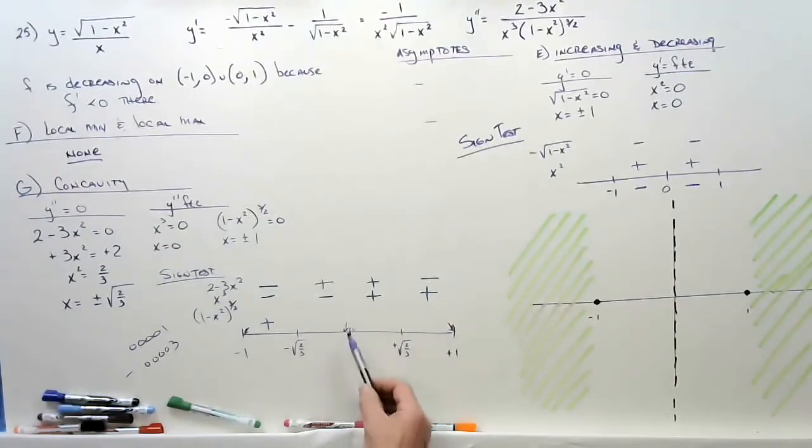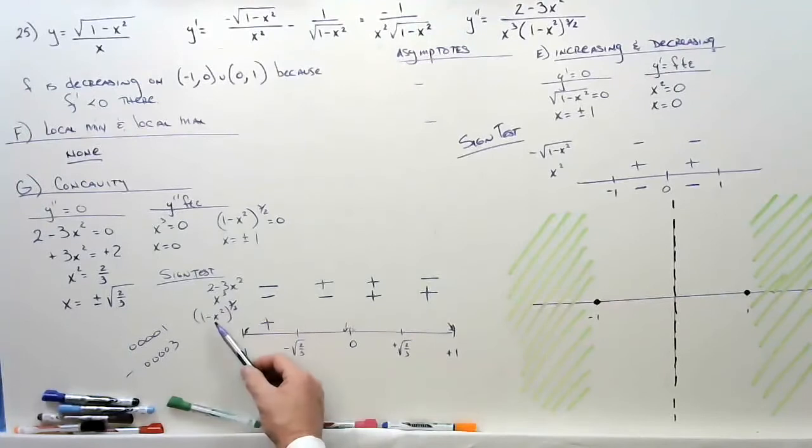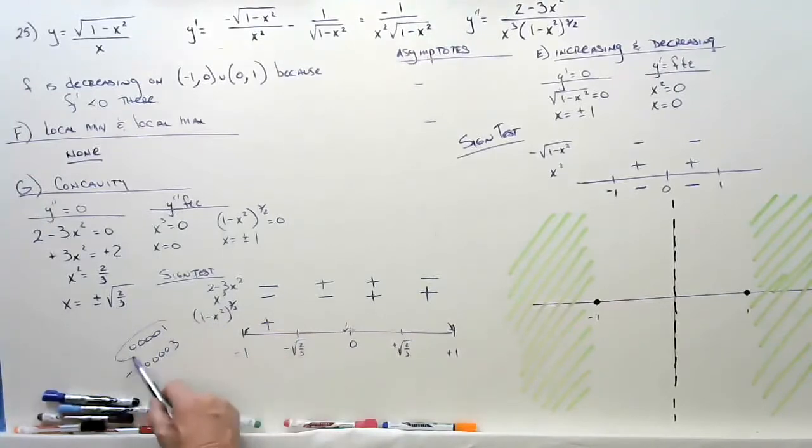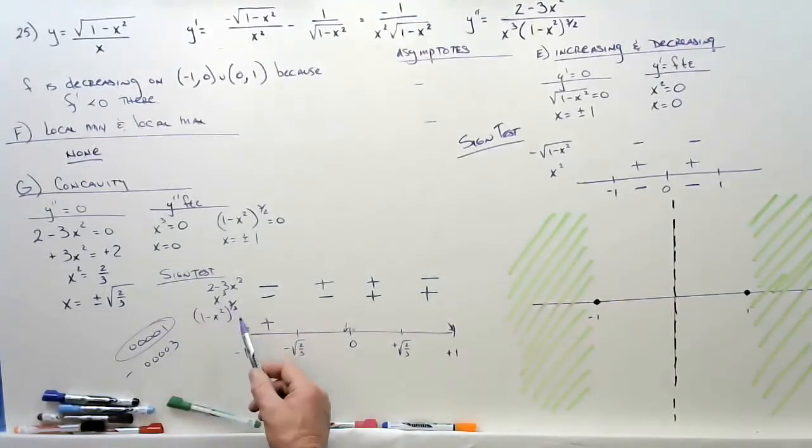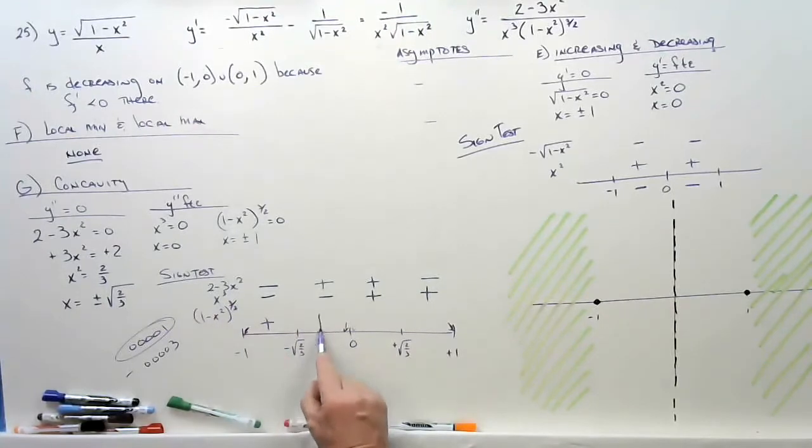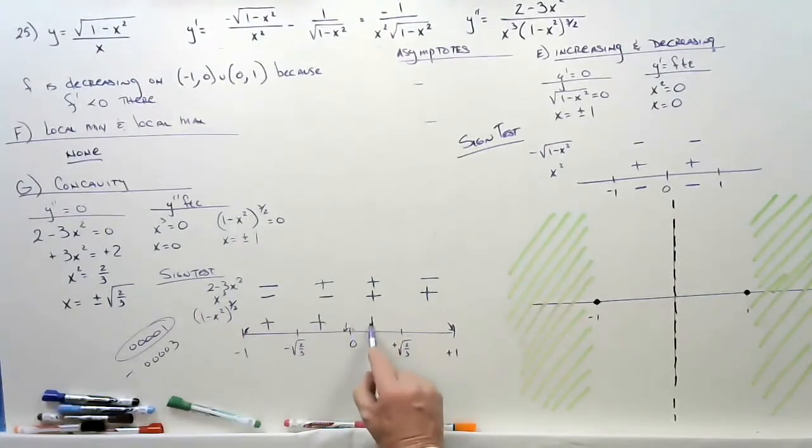What about over here? We're going to pick 0.0000. You're going to put that there. You're going to square it. You're going to get more zeros. 1 minus that's going to be positive. Cube it, positive, square root, positive. Here you're going to pick a number and you're going to get plus, and here you're going to get plus.